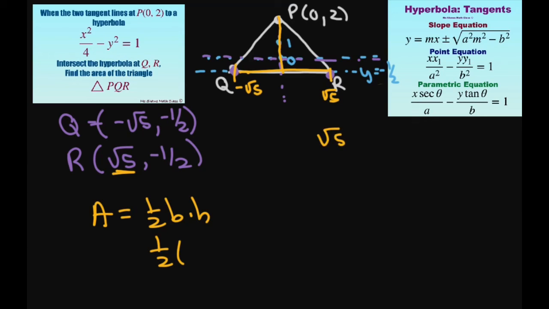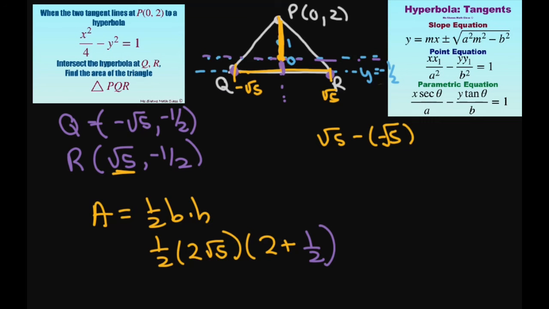So if you take square root of 5 minus negative square root of 5, you're going to get 2 square root of 5. And your height is going to be 2. This right here, this is 2, 0 to 2, plus this extra 1/2 here. So 2 plus 1/2. And this is going to equal, the 2's cancel here. So basically you're going to get 5 square root of 5 divided by 2. And that is your area of the triangle.